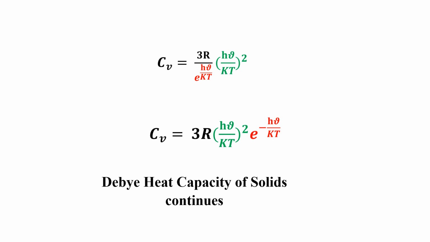Now you can remodify it, and the CV is equal to 3R, h nu by kt square. Now you are bringing this e power h nu by kt to numerator. So it will be e power minus h nu by kt.